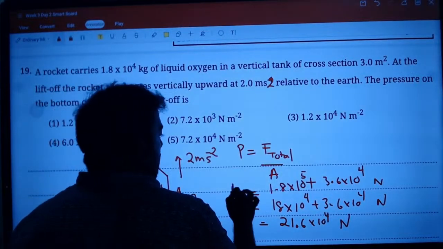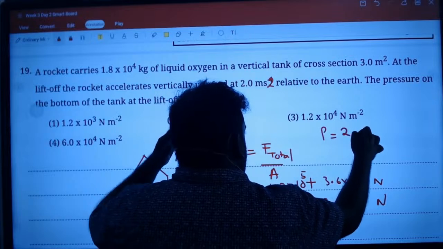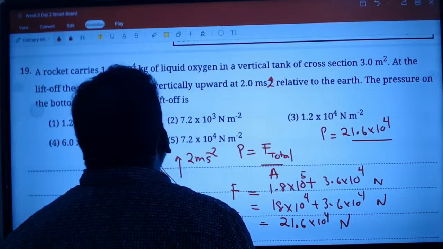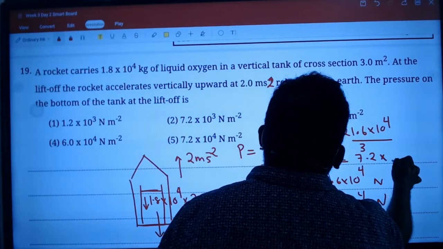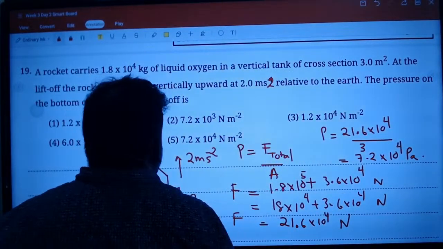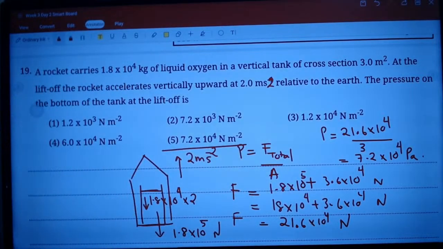So what's your pressure? 21.6 10 to the power 4 divided by area, 3, is 7.2 10 to the power 4 Pascal. 7.2 10 to the power 4 Pascal, answer number 5.